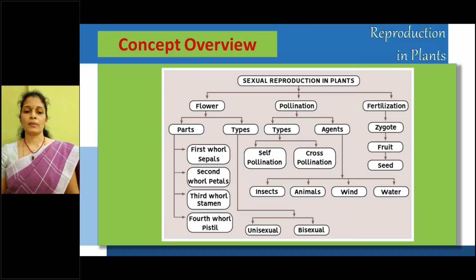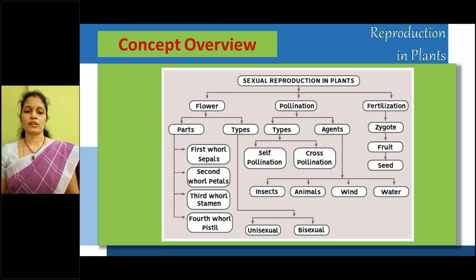Now what is the second part, children? Second whorl is corolla. That means petals. Petals have very beautiful colors and they attract the insects for pollination and they have sweet fragrance also.